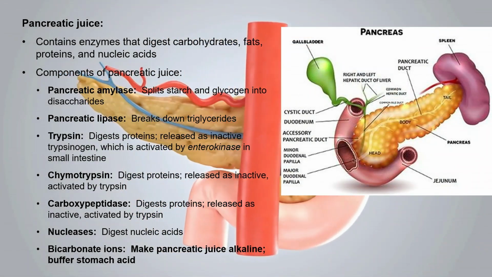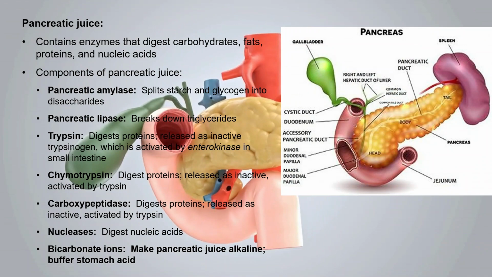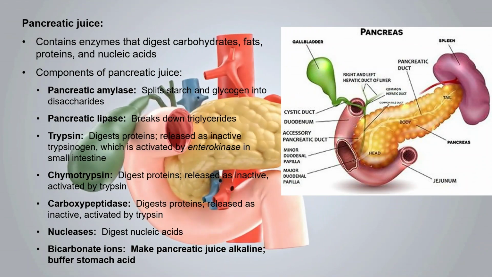What is pancreatic juice? It contains enzymes for the digestion of carbohydrates, fats, proteins, and nucleic acids. We've already talked about pancreatic amylase. It is the same as the amylase of the salivary glands. This catalyzes the breakdown of starches and glycogen into disaccharides, which are simpler sugars.